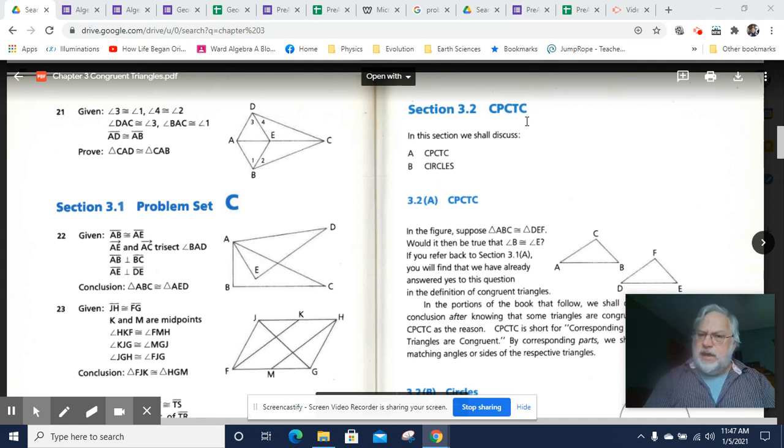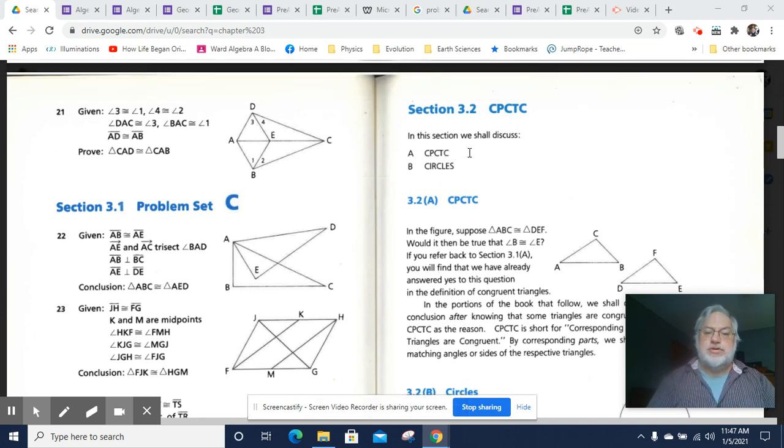That may seem like a Captain Obvious statement, that if two triangles are congruent, then every single part of them that corresponds to each other is congruent. There's going to be a couple things laid out in this section. There's this Kappa, corresponding parts of congruent triangles are congruent.